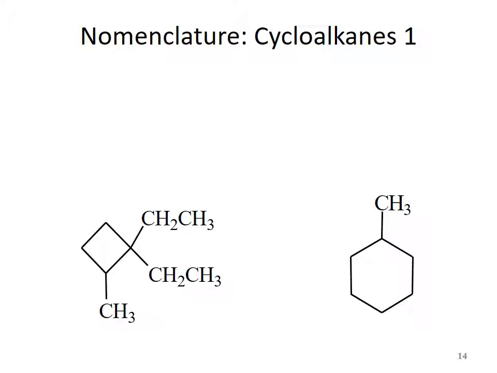Now, you've got to make sure you give the 1s and the 2s where they belong. So what do we have on the 1? Both ethyls are on the 1, and then the methyl is on the 2. And then how many of each do we have? We have 2 ethyls, so it's a diethyl. 1,1-diethyl-2-methylcyclobutane.